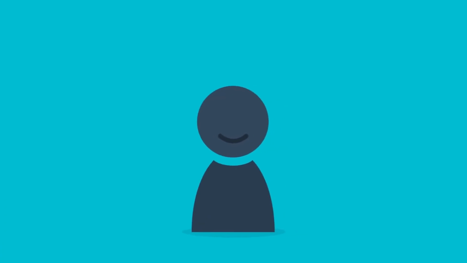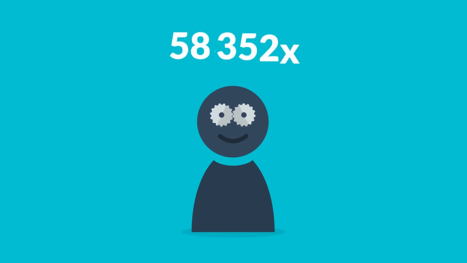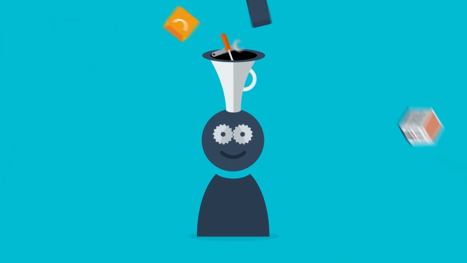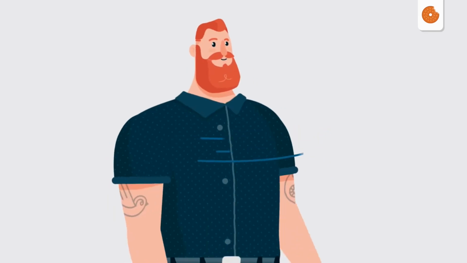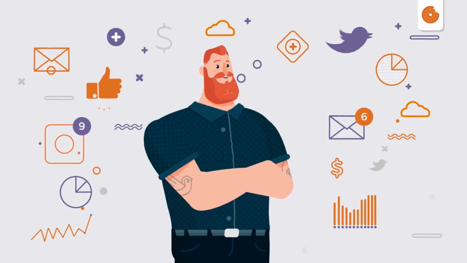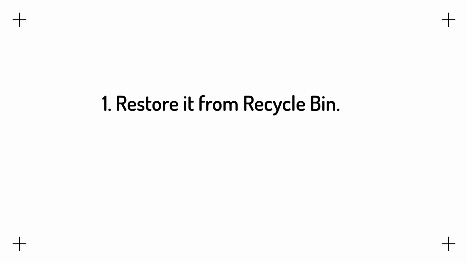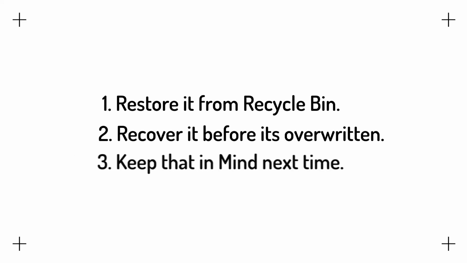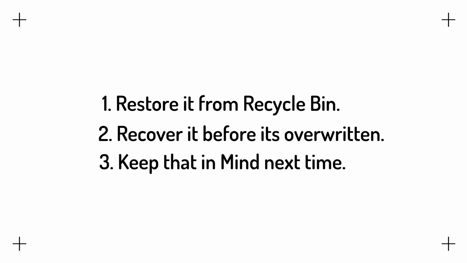So that's file recovery in a nutshell. This has been a very high-level discussion of the overall process, but it should help you understand how file recovery works and why certain approaches are better than others. You basically have two chances to undelete a file. Number one, by restoring it from your recycle bin or trash bin, and number two, by recovering it before it's overwritten by new data. Keep this in mind for the next time when you accidentally delete an important file.